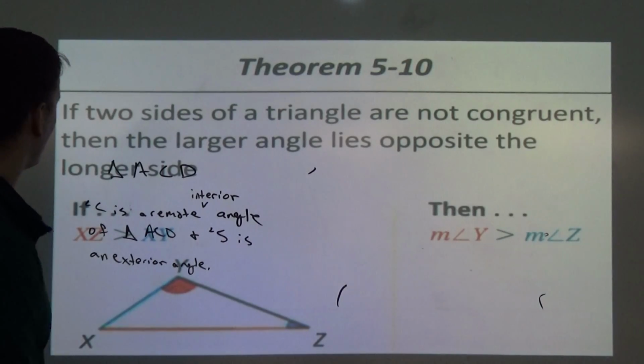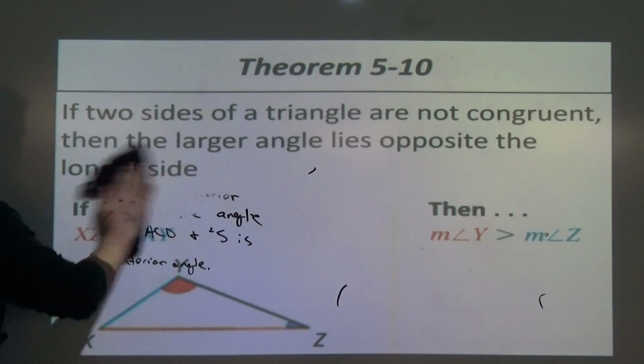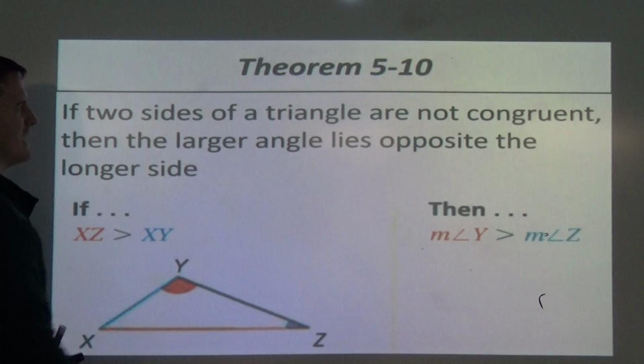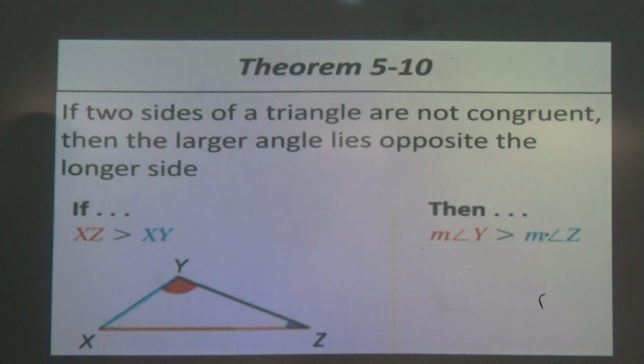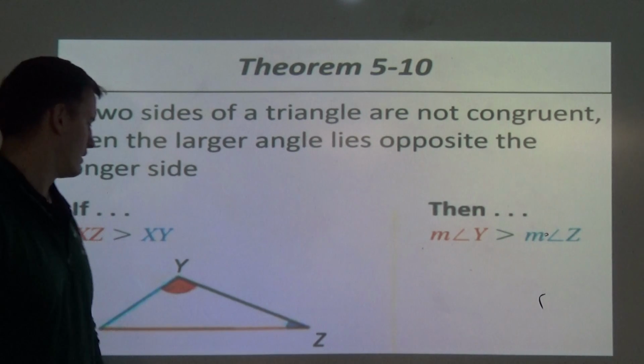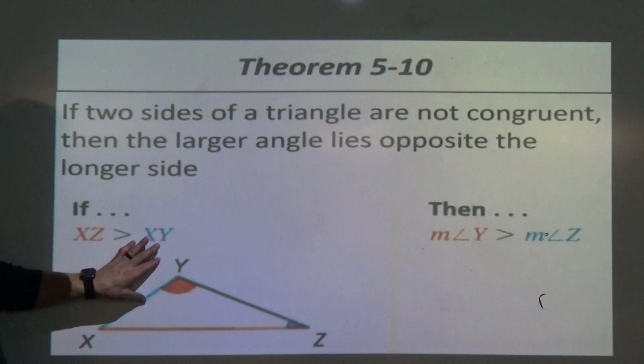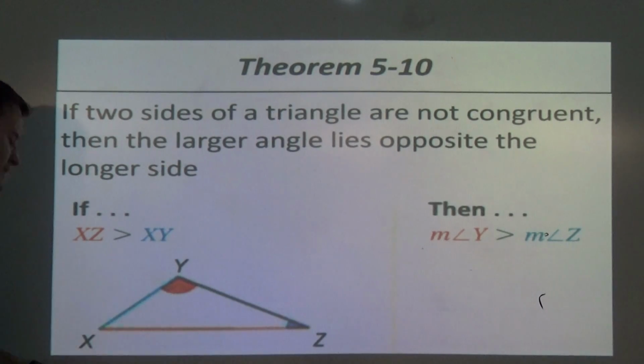Alright, theorem 5.10. Erase this so you guys can see this. A lot of theorems today, basically one for every example, and we have 5 examples. If two sides of a triangle are not congruent, then the larger angle lies opposite the longer side. So XZ is the longest side, Y is the larger angle. 5.11 is the exact opposite of that, which simply says that if Y is the larger angle, then the side opposite of that is the longer side.